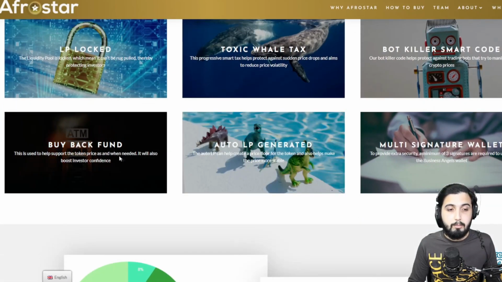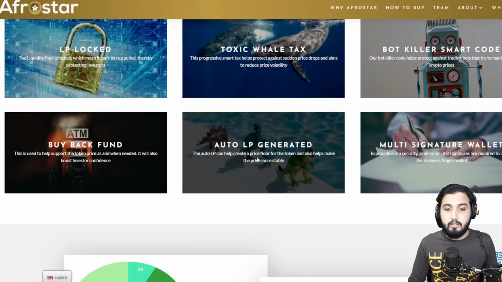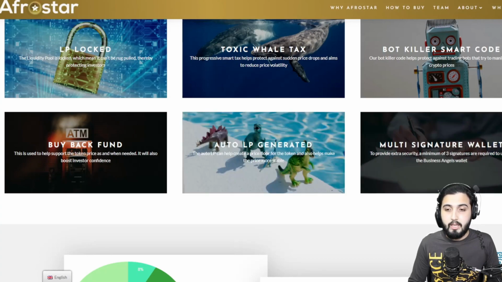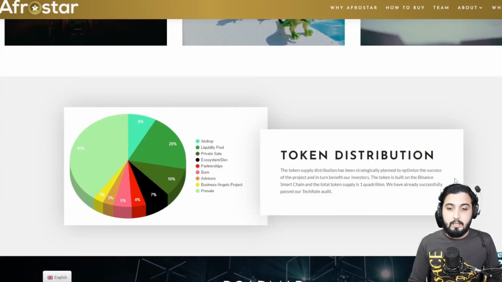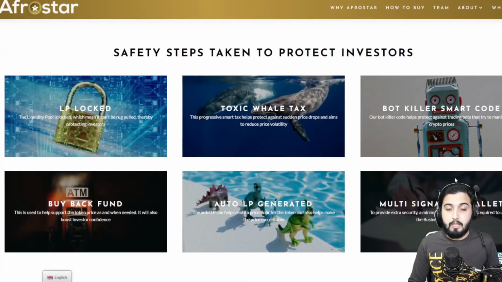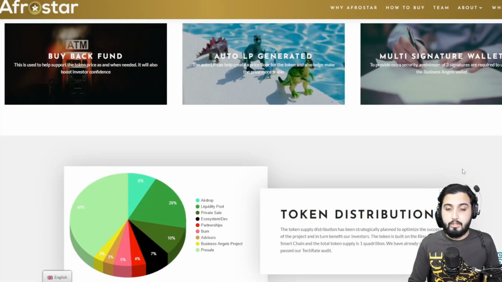And then there's the buyback fund. This is used to help support the token price as and when needed. It will also boost investors' confidence. And then there's automatic liquidity pool generation. The automatic LP can help create a price pool for the token and also helps make the price more stable. And then there's a multi-signature wallet. To provide extra security, a minimum of 3 signatures are required to unlock the business angels wallet. So yeah, they do have plenty of security measures.